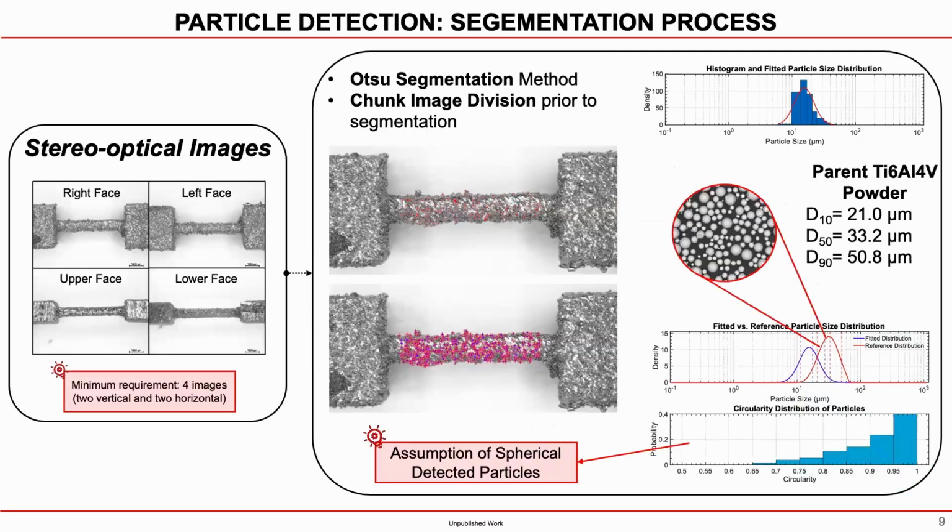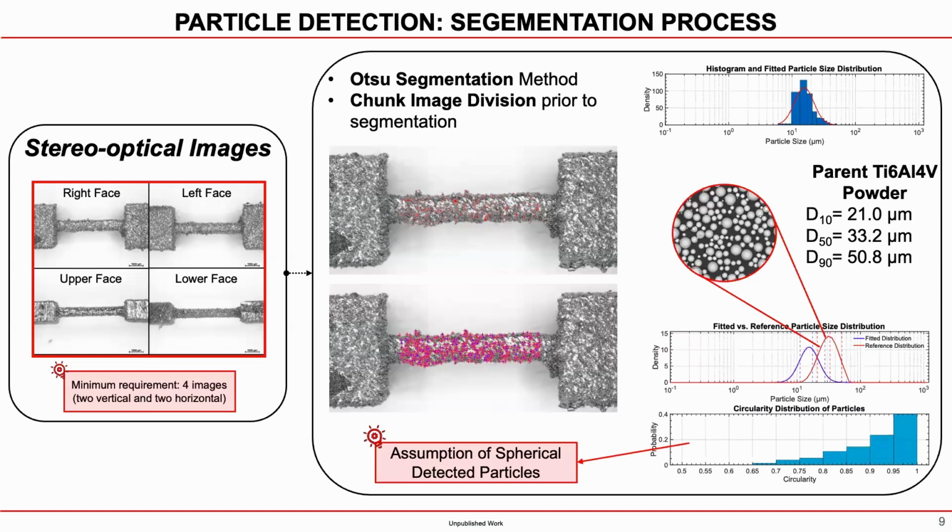At this point, simultaneously to this, we can perform particle detection. This particle detection requires at least 4 images, but more images can also be used. The more images are used, the more precise it will be. Then for each image, we divide the image into different chunks, and then we segment it through binarization masks and the Hough transform segmentation method.